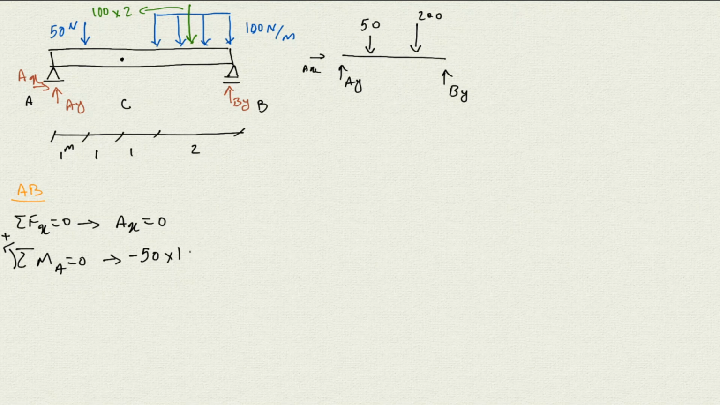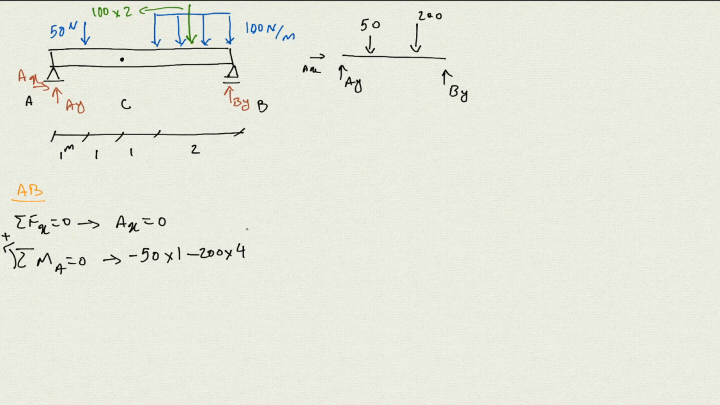the 200. It's going to be 200 the force, and the distance from 200 to A is from here to there. So it's going to be 1, 1, 1, and half of this is 1, so it's going to be 4. So it's times 4, and again the 200 about point A is going to rotate like that. It's going to be clockwise again, so it's going to be negative.